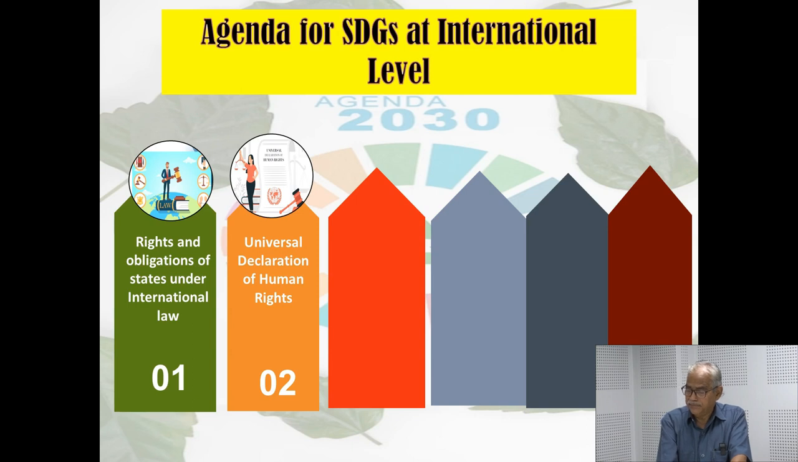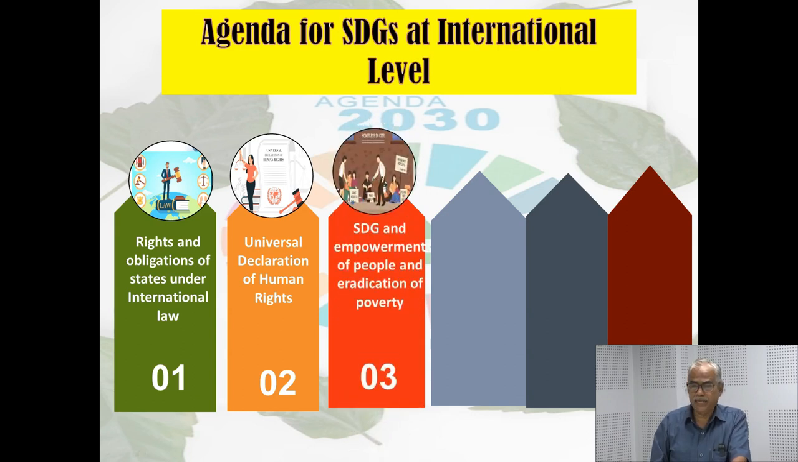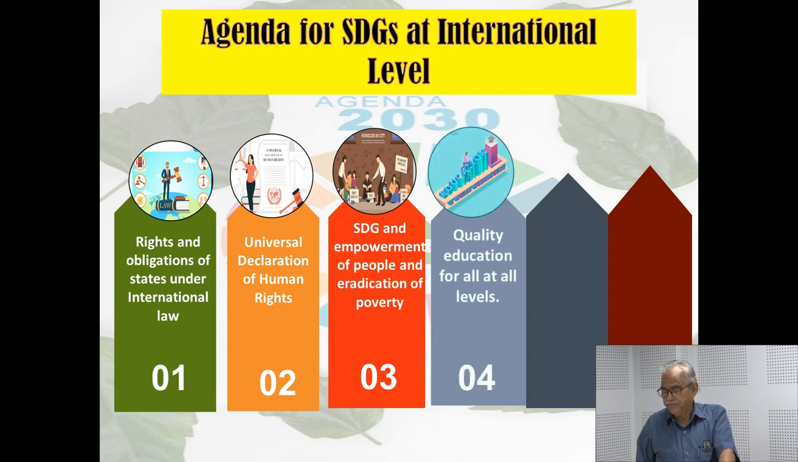The second agenda is the Universal Declaration of Human Rights, so that each and every human being will have basic rights, and provision should be made for ensuring and protecting human rights through proper judiciary systems. The third is empowerment of people and eradication of poverty, empowering people so that they can identify their abilities and potentials and make proper use of them to have employment, to improve their productivity, and to be free from poverty.